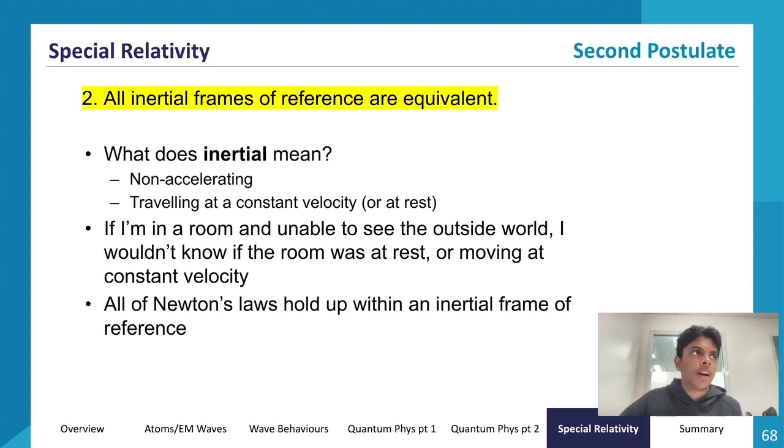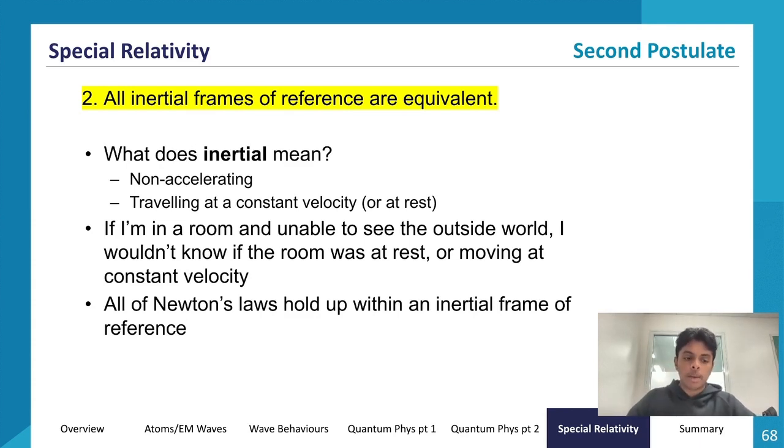So if we can't compare to another frame of reference, so we're only in our frame of reference, the only way we can tell if we're moving or not is if we start accelerating. If I'm traveling at infinite speed constantly, and I can't see the outside world, I'd never be able to tell if I was moving or not. And the reason for an inertial frame of reference is that all of Newton's laws hold up within an inertial frame of reference, regardless of what speed you're traveling at.